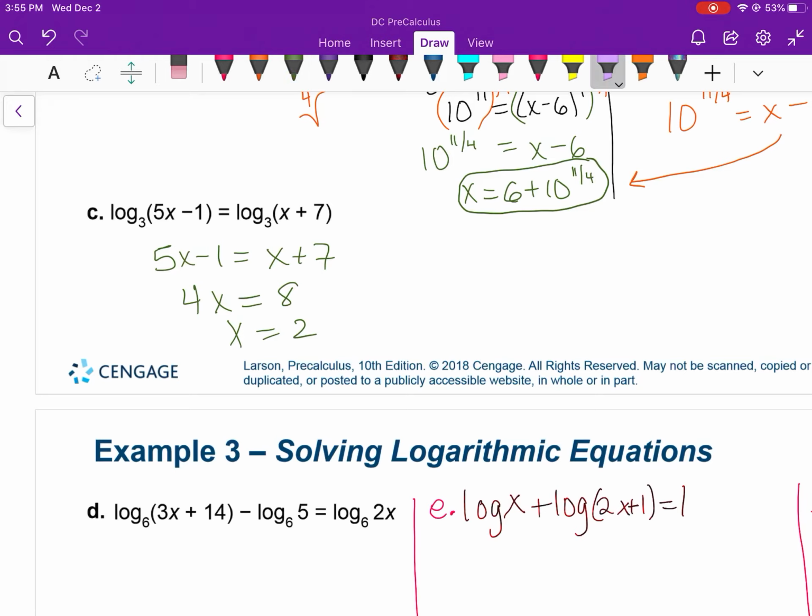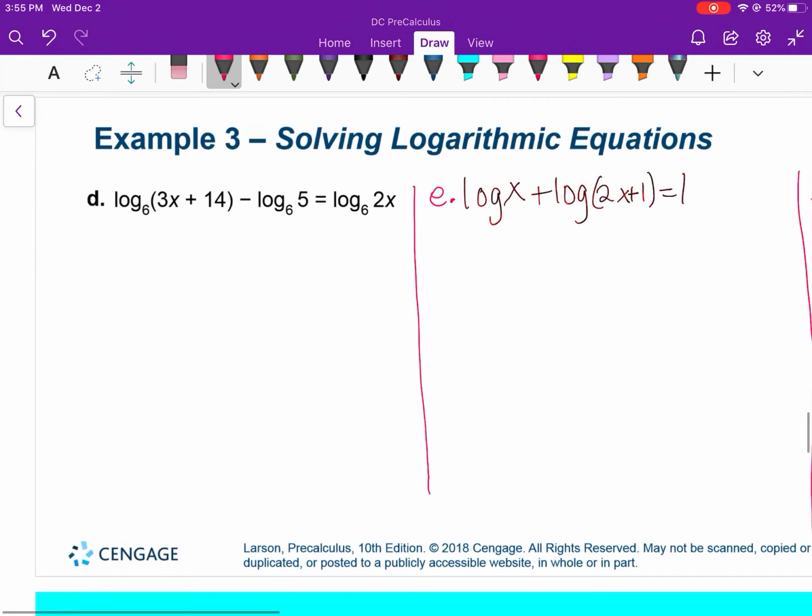Now, you want to start getting into the habit of checking your answers. Whenever you put your x value back in, you want to make sure that what you're taking the log of stays positive. So 5x minus 1 would be 5 times 2 minus 1, which is 9. I can take the log of 9. You just want to make sure that this whole quantity right here is positive whenever you plug in your x value. If it checks, please circle the answer.